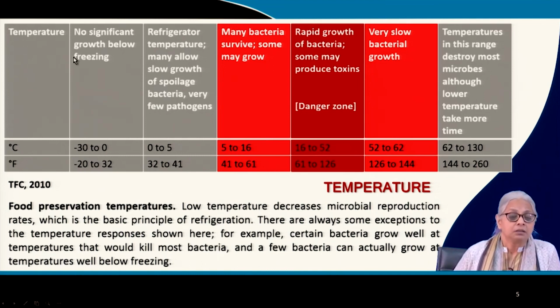So when you have sub-zero conditions, for the bacteria that are in our environment, in our normal environment under room conditions, those bacteria are not capable of growing under sub-zero conditions. So minus 30 to 0, the food is safe. It cannot survive, and therefore these bacteria cannot survive and the food will not spoil. 0 to 5 degrees, this is perhaps close to your freezer temperature.